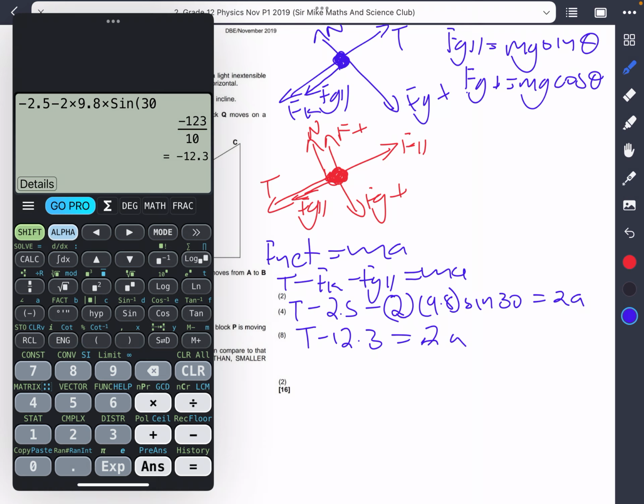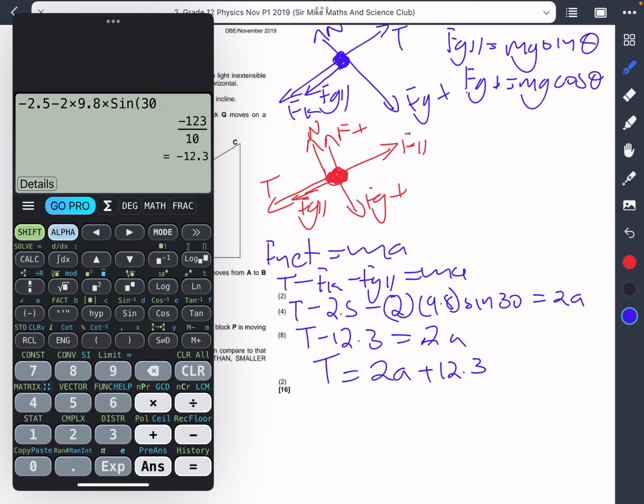Now I'm going to let T be the subject of the formula. You will see why I'm doing that. So we would have T equal to 2a plus 12.3.